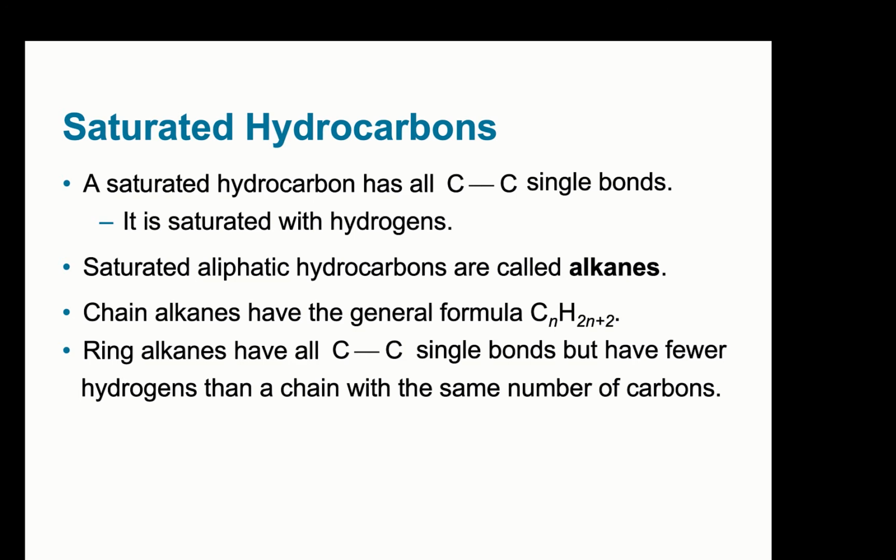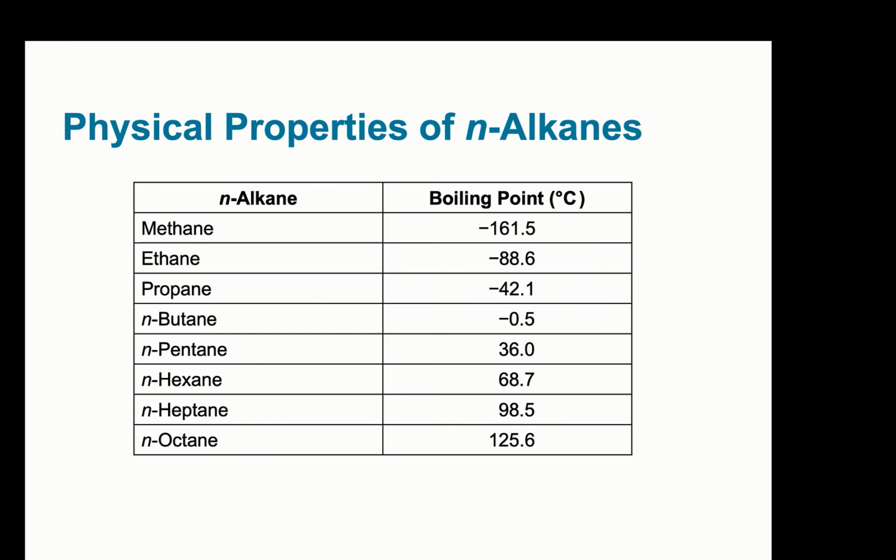So, I mentioned the saturated hydrocarbons. They're all single bonds, and this is known as alkane. So, alkanes, I already mentioned everything on this slide. Now, let's look at the physical properties of normal alkanes. Normal in chemistry class means straight chain. Going up, methane, ethane, propane, so 1 carbon, 2 carbon, 3 carbon, and you can see the boiling points. As it gets heavier, the boiling point goes up.